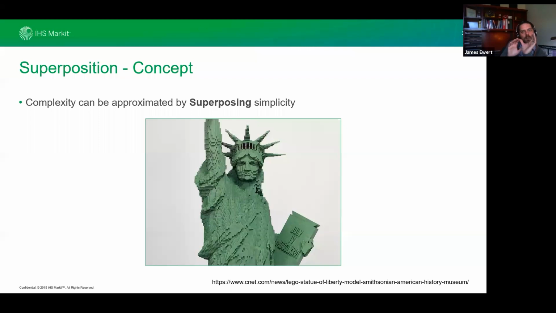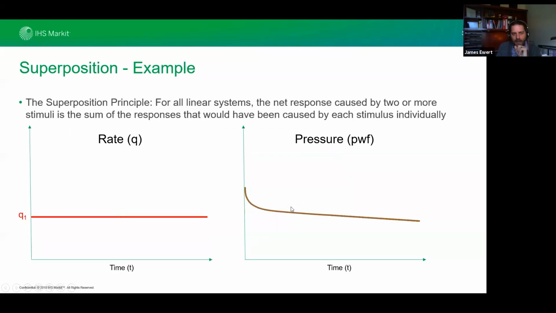Because if you misinterpret your reservoir signal, your entire statue, the entire complex piece that you're building, is going to be way off. And that's why it's so important to understand it at that fundamental level. So let's do a quick example of superposition. It's a quick illustration of it.